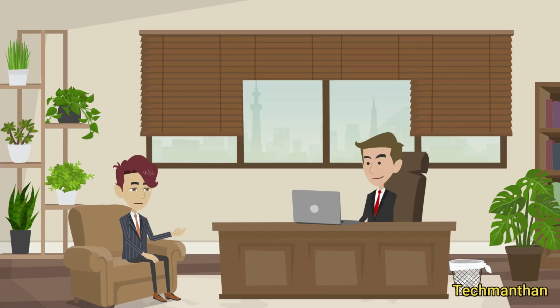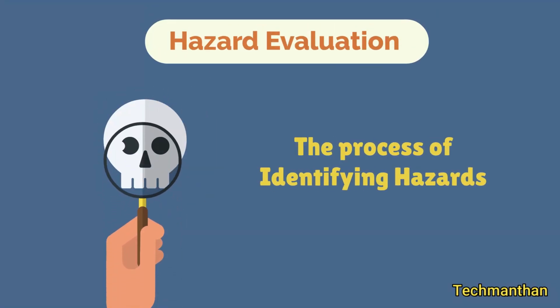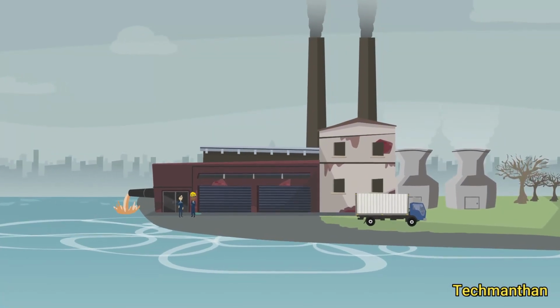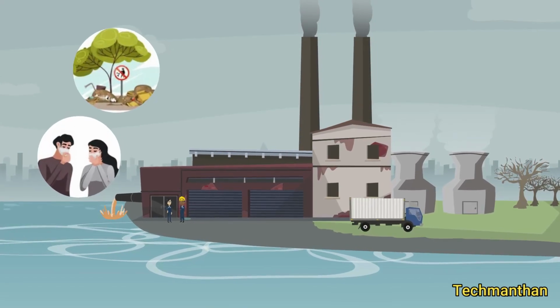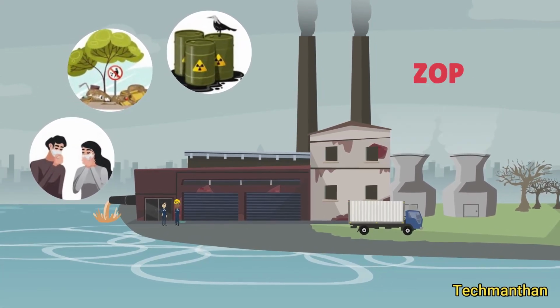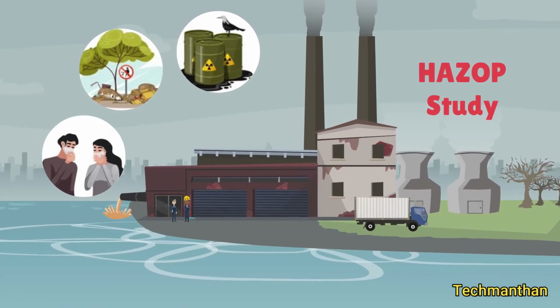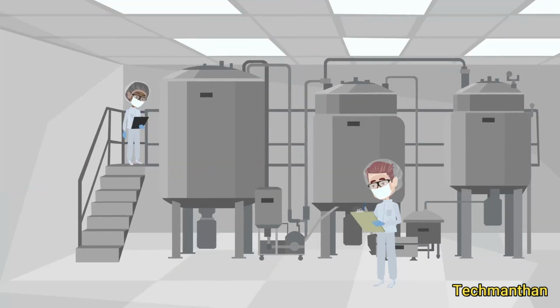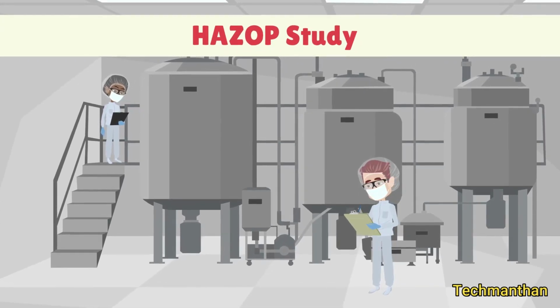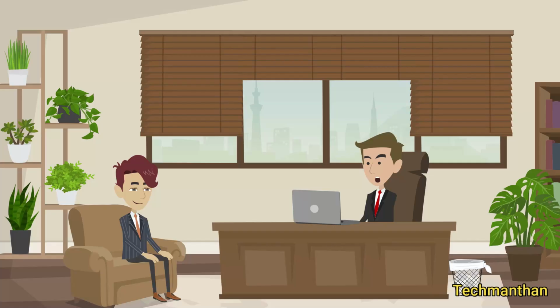Hazard evaluation is the process of identifying hazards, determining causes that could give rise to undesirable events, and evaluating the consequences on people, property, and environment. The most widely used hazard evaluation process is HAZOP study. For a start, you can consider this as a design and operability audit of your plant. What is a HAZOP study and how is it undertaken?